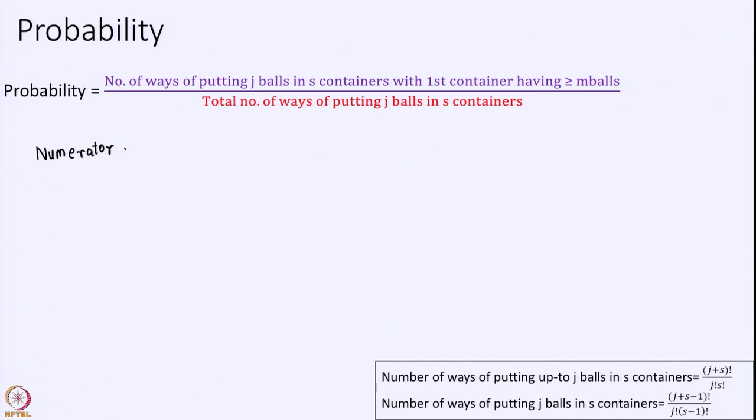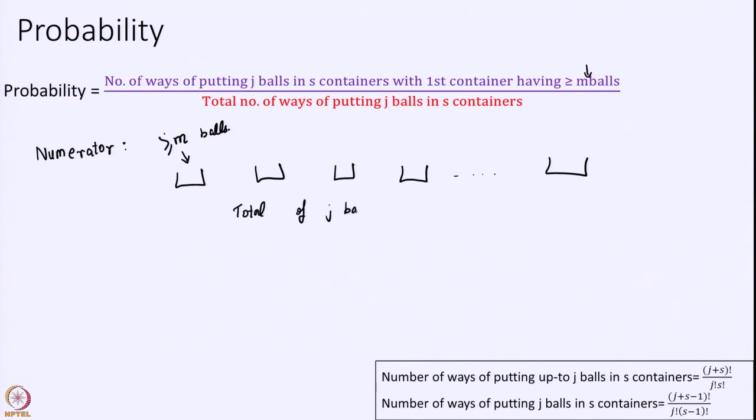The numerator is the number of ways of putting J balls in S containers with the first container having more than or equal to m balls. So how do I do this? This is again a puzzle for you. You can take a little pause and try to calculate this on your own. If you like solving these kinds of permutations and combinations problems, I find them a lot of fun. So I have S containers with me, and I am asking the question, this one should have more than or equal to m balls and I have a total of J balls. How many ways can I arrange this so that the first one has at least m balls?